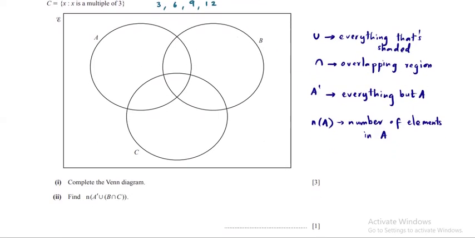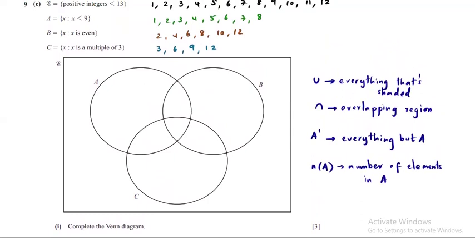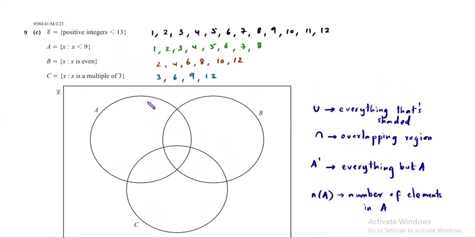Now, the question is to complete the Venn diagram. All 3 circles are given, and the region in the middle is the overlapping region. The number that is common to all 3, A, B, and C, is 6. This 6 goes in the middle because it is common to all 3 circles.